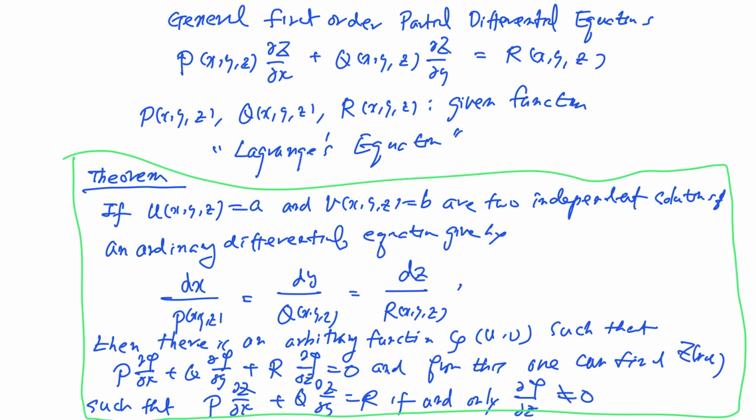dx over P is equal to dy over Q is equal to dz over R. And assuming that there are two solutions from this, u is constant and v is constant, then there is an arbitrary function phi of u, v such that P ∂phi/∂x plus Q ∂phi/∂y plus R ∂phi/∂z is equal to 0. And from this, we can find the z from the original equation, P ∂z/∂x plus Q ∂z/∂y is equal to R.